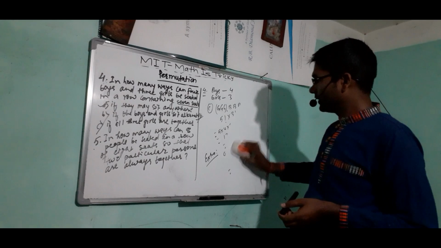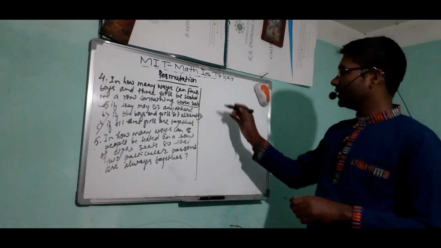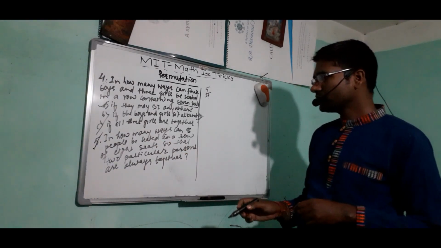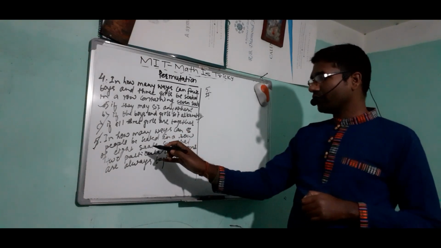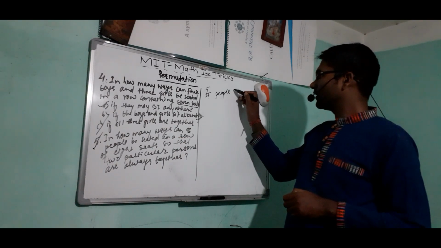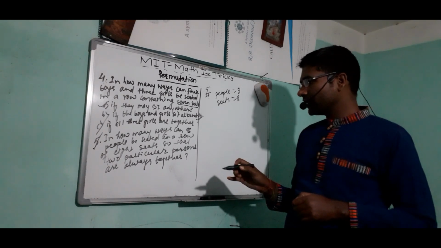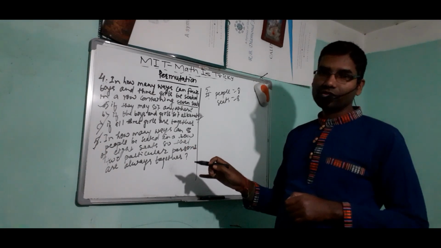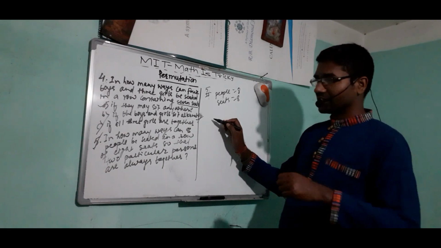Question number 5. The question is here. In how many ways can 8 people be seated in a row of 8 seats so that 2 particular persons are always together?